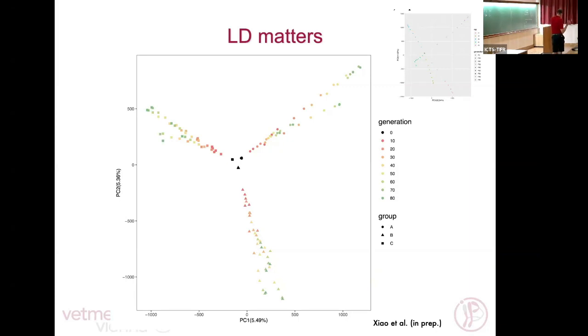I should also say, the effect is actually stronger when you have few contributing loci than when you have more. The more contributing loci you have, the weaker the effect.